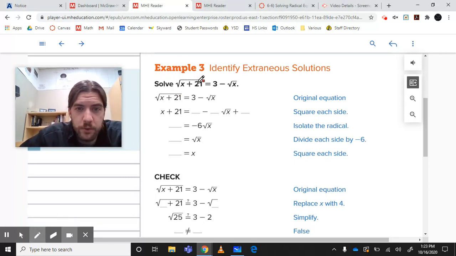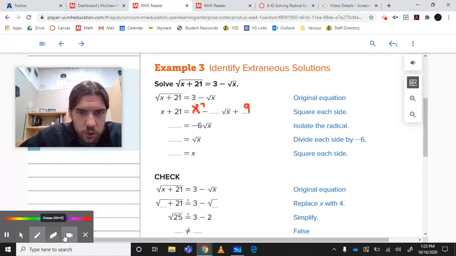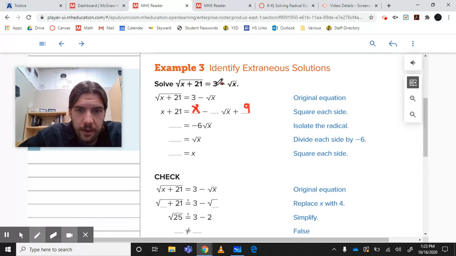So if we start here, square root of x plus 21 equals 3 minus the square root of x. If I want to solve this, I have my original equation, and I'm going to square both sides. When I square 3 minus root x, I end up with 3 times 3 is 9. Negative square root of x times negative square root of x is, sorry, just x. Then we'll have 3 times negative root x, negative 3 root x, and another negative 3 root x. We'll have negative 6 root x.